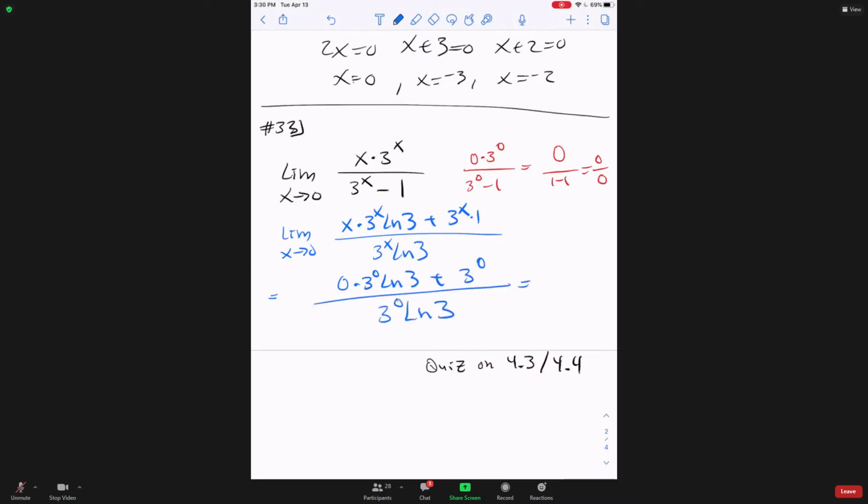So 0 times anything is 0, so this whole thing is 0. This gives you 1, and this is also 1, so just 1 over ln of 3. And just leave your answer as 1 over ln of 3. Do not take out your calculator and try to give a decimal approximation. Don't ever do that in a math class unless the instructions say so. From what I've been told, you do that in engineering. You lie. You just lie.